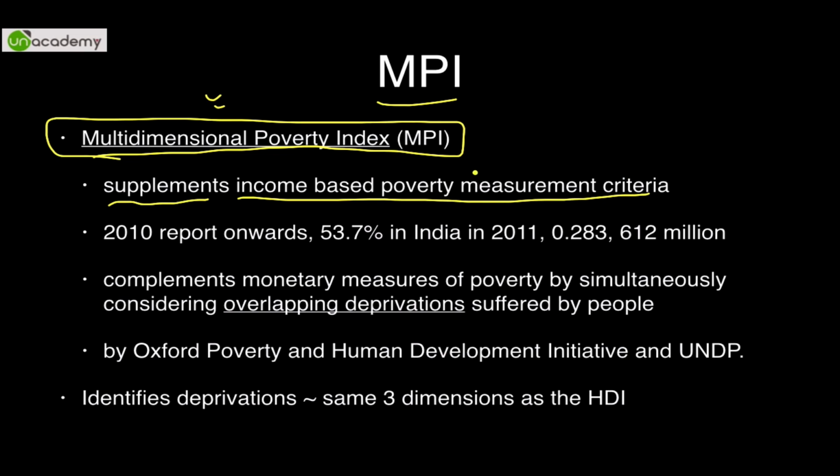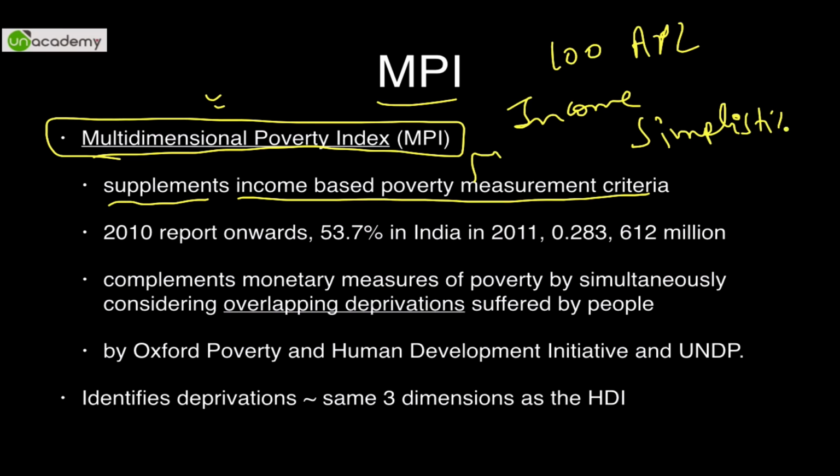What does it mean? Let's say in India we have income levels BPL and APL. So if you earn, let's say an arbitrary number, more than 100, you are above poverty line. If you earn less than 100, you are below poverty line. It's an arbitrary number. Okay, so to supplement that data, because it's too simplistic, right? To supplement that data you can use MPI.